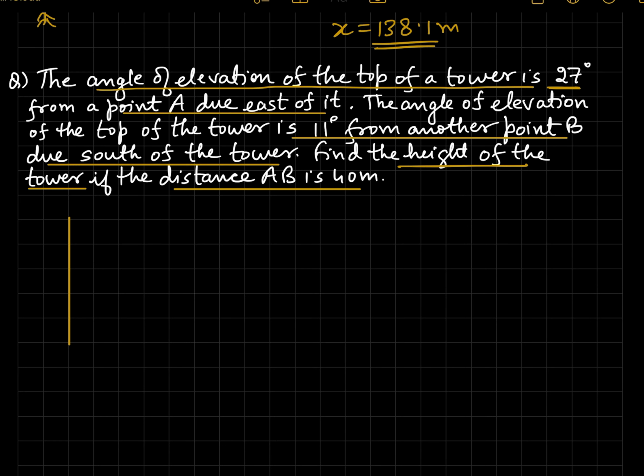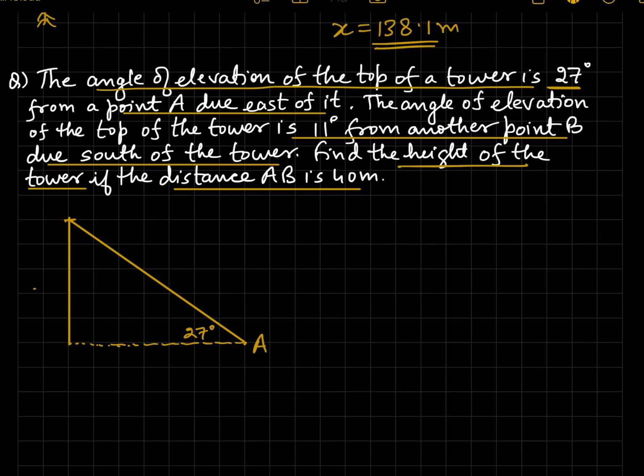Now they are saying this is the top of the tower, and the angle of elevation of the top of the tower is 27 degrees from a point A due east of it. So maybe some point A here, and the angle of elevation from this point is 27 degrees. So this angle, with the ground or horizon, is 27 degrees.